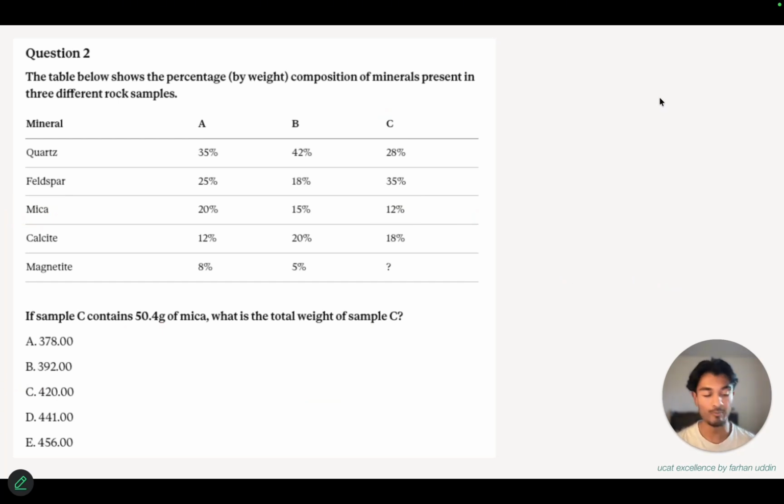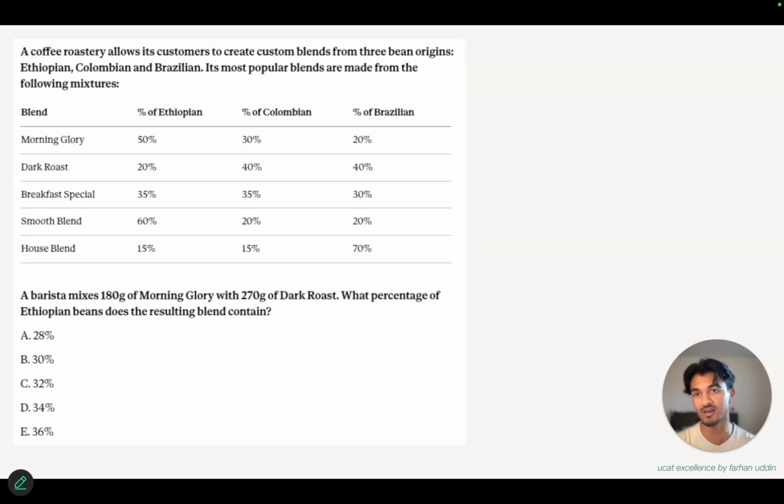Now, let's go through a couple more general percentage questions that might test your understanding a bit more. Starting off with this one. Feel free to pause the video now and have a go. Alrighty, so let's run through this question together.